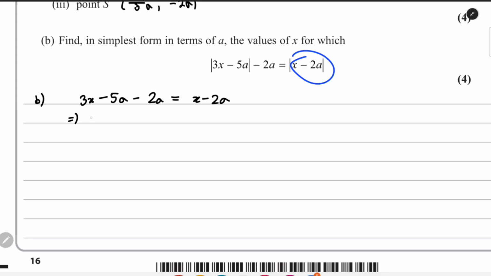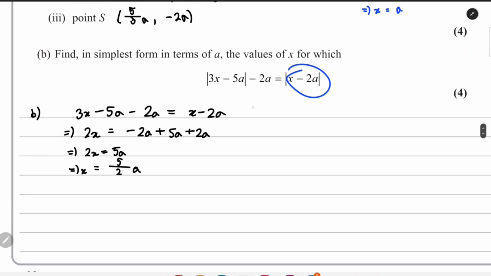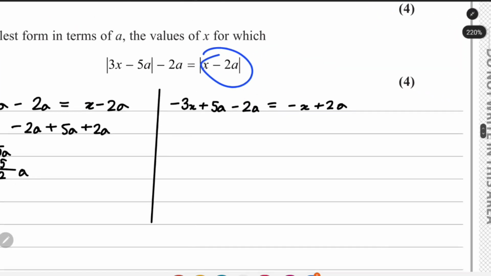Move the x to the left, I get 2x, and by moving the a's to the right, we get minus 2a plus 5a plus 2a. We are left with 2x equals 5a, or x equals 5 by 2a. And the other value of x would be when both of them are negative, so minus 3x plus 5a minus twice a equals minus x plus twice a.